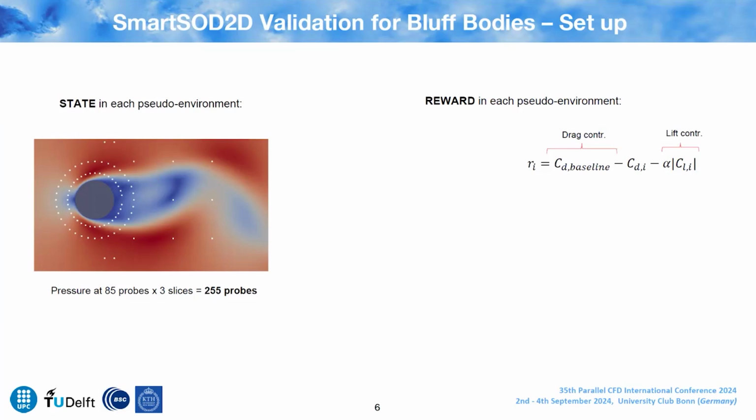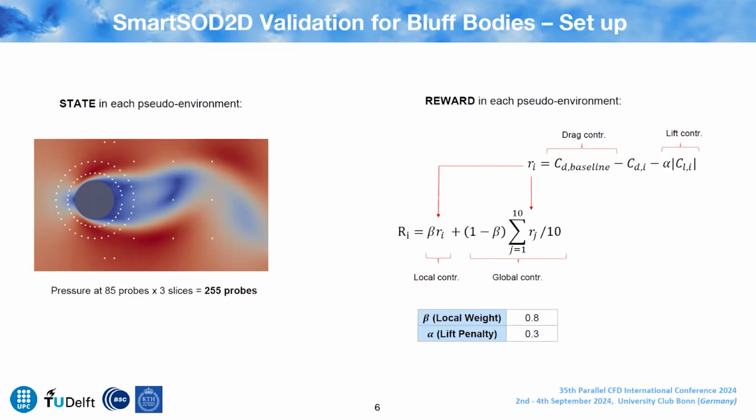It has a first part that accounts for drag reduction. It's the baseline drag minus the drag. And on the other hand, we have a second part that accounts for reducing the amplitude of the lift oscillations. So it's the absolute value of the lift coefficient. This reward is used to compute this second reward that is in reality the reward that we use to train the model. It has a first part that is the local reward of each environment, plus a second part that is the mean reward of all the environments. Each term is multiplied by a weighting factor beta to adjust the weight of each term.